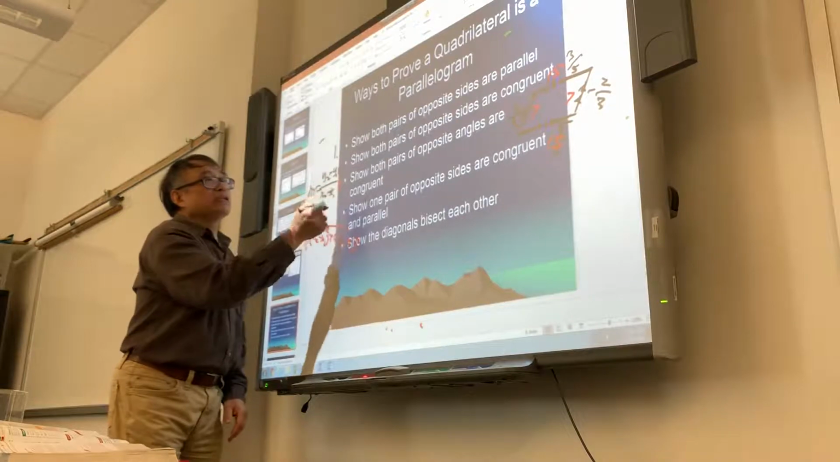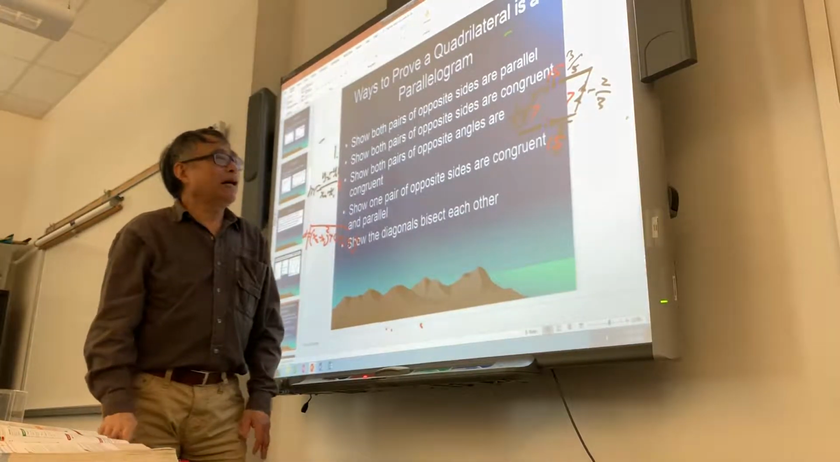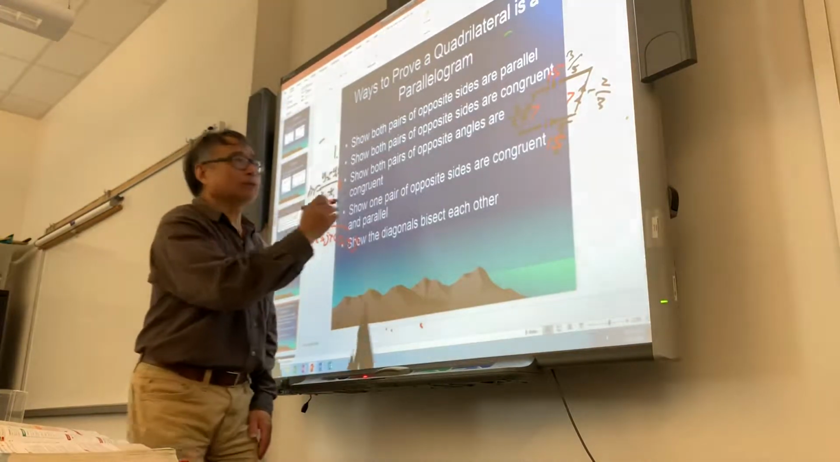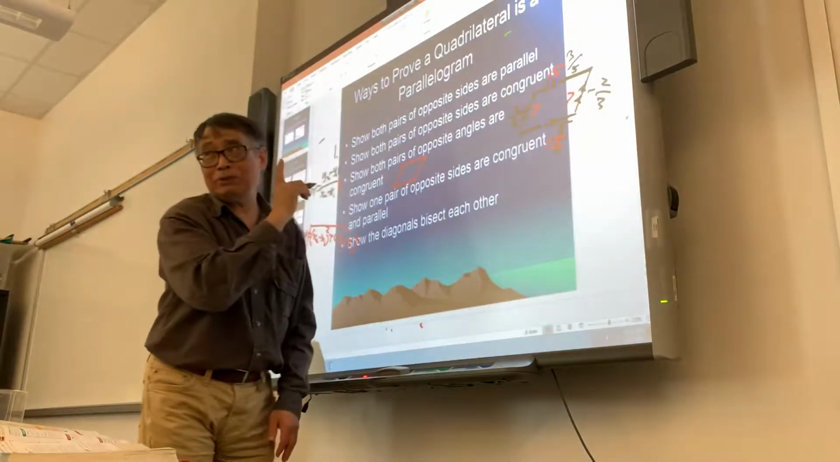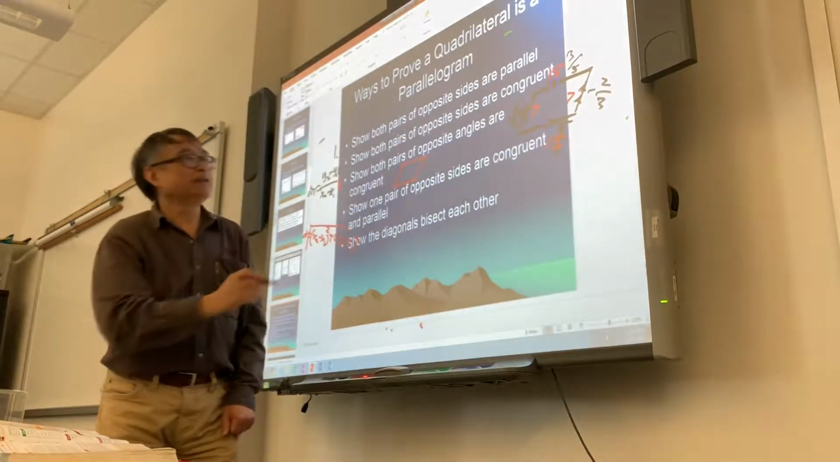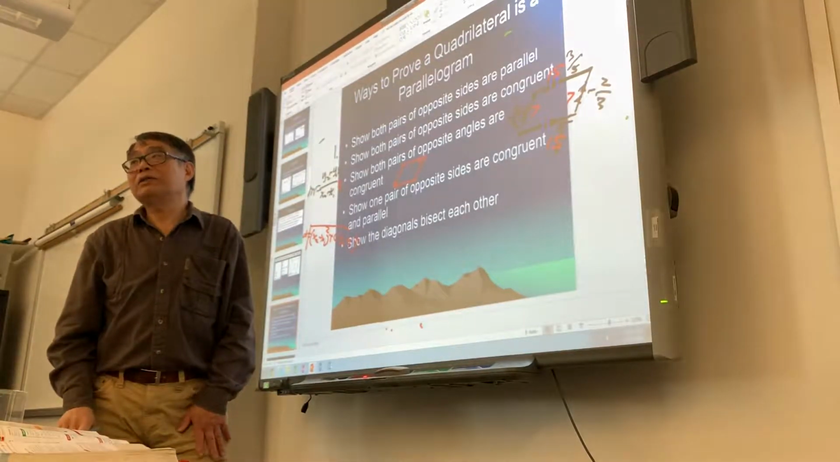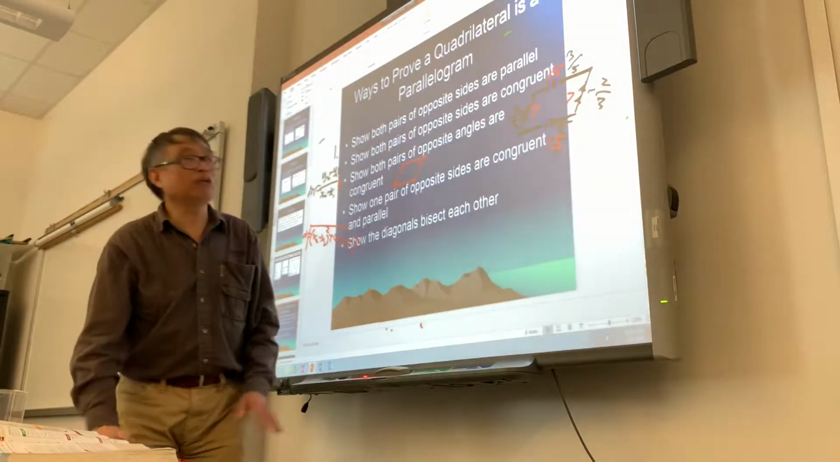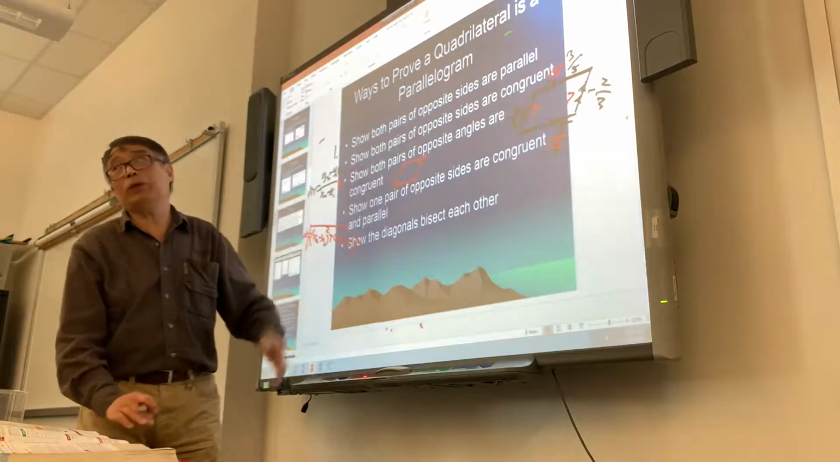Number 3, both pairs of opposite angles are congruent. So this question is a little bit more difficult. We very rarely use this way to solve. Why? Who can tell me? This angle, how to prove those two angles are congruent? It's not easy work. Do you understand, please? We have not learned so much trigonometry. So number 3 is a way not many questions use.